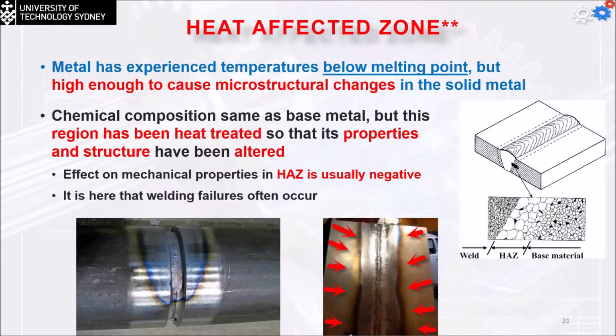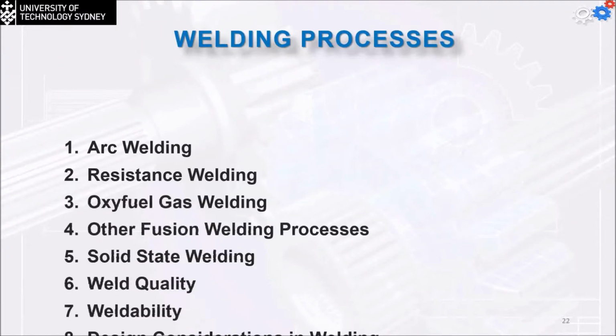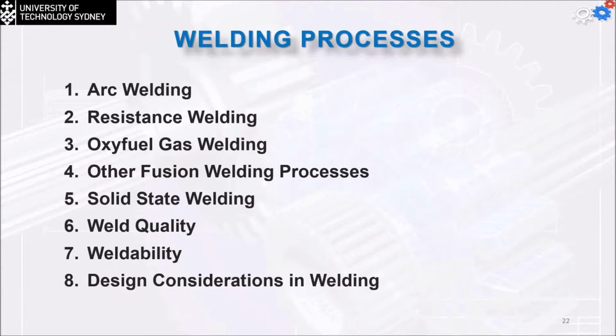The welding processes we have, in general, are arc welding, resistance welding, oxy-fuel gas welding, and other fusion types of welding processes. All these types involve high temperature and the melting of the base metals and the filler if it's used. The other type is solid state welding, which mainly uses pressure and sometimes heat to a certain temperature, which does not cause melting of the base metal, nor of the filler if we use it. We are going to discuss the welding quality, the weldability of the metals, because not all metals can be welded, and some design considerations in welding.